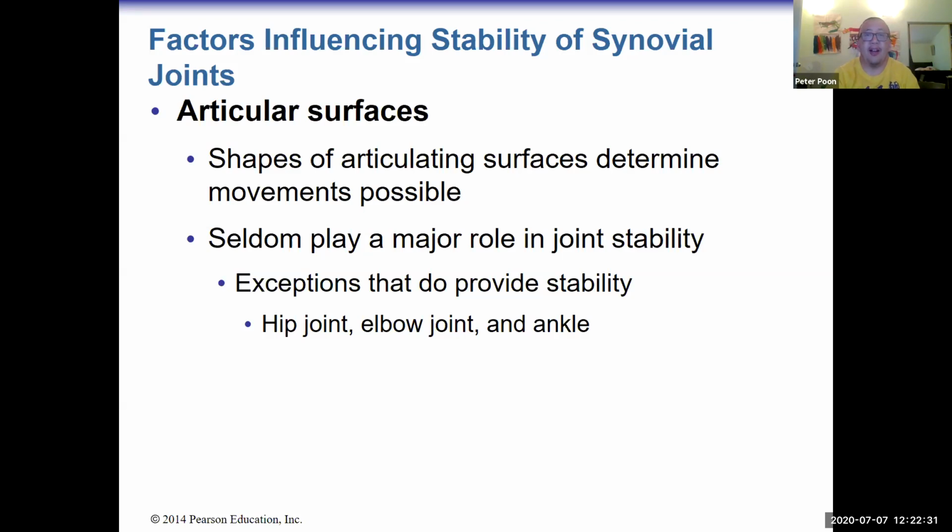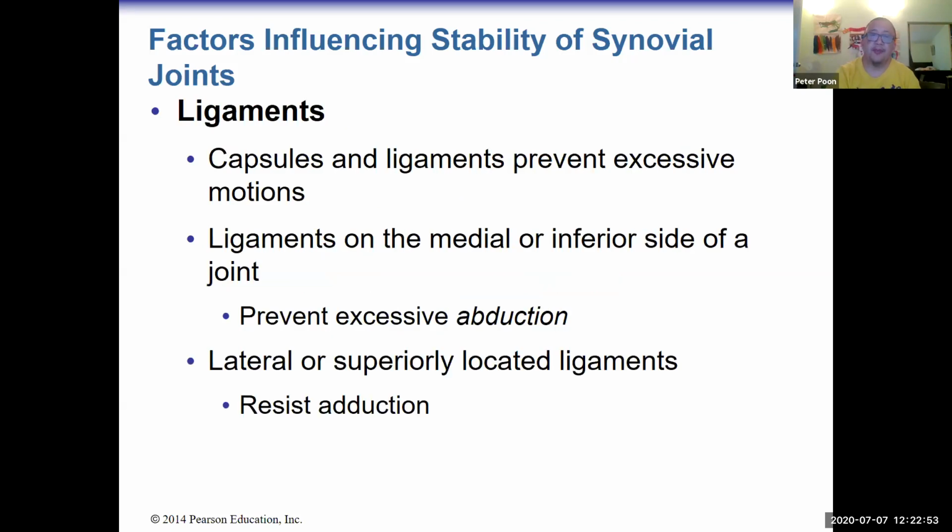The factors that influence stability in synovial joints: the articular surfaces allow for which way they can move, but they don't play much of a role in stability. They don't hold the joint there. The exception is the hip joint and the elbow joint, which are locked in pretty tightly. The ligaments are actually what keep the joint in place.